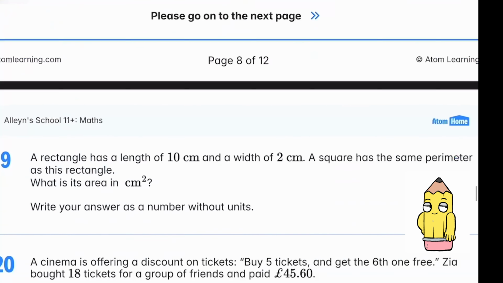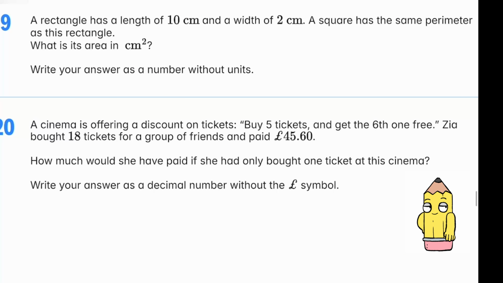We're almost there, team. Let's keep it up. Question 19. A rectangle has a length of 10 centimeters and a width of 2 centimeters. A square has the same perimeter as this rectangle. So what is the square's area in centimeters squared?